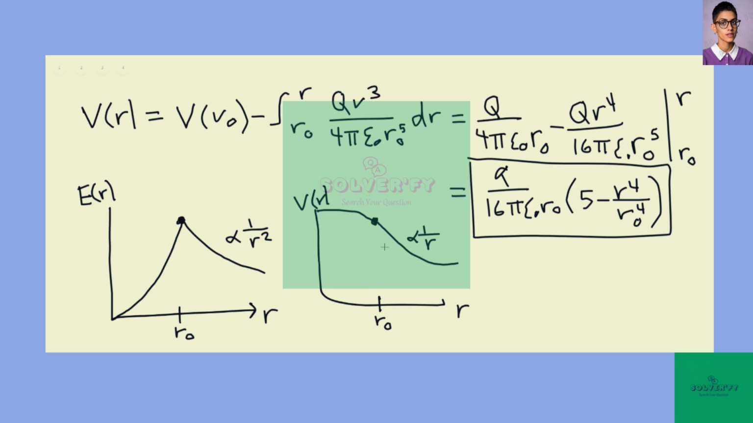So that's it. We found the electric field and electric potential in all regions, inside and outside of the sphere. We used Gauss's law to find the electric field in both regions, and we used a line integral of the electric field to get the electric potential. And that's it.